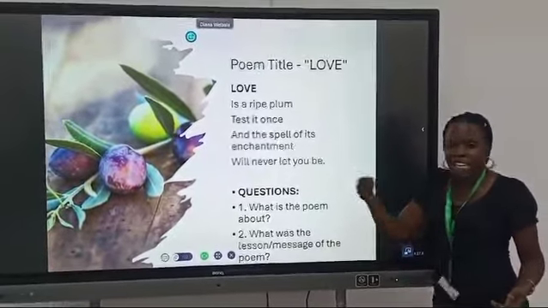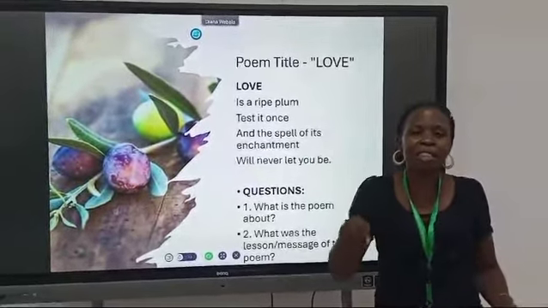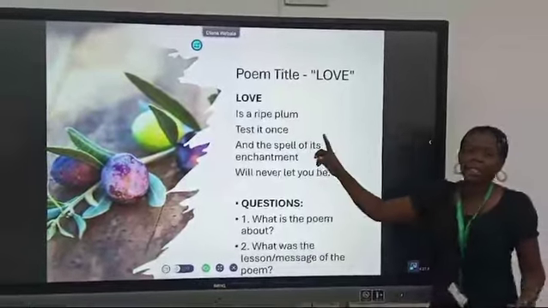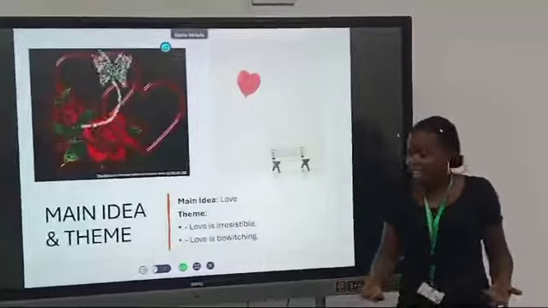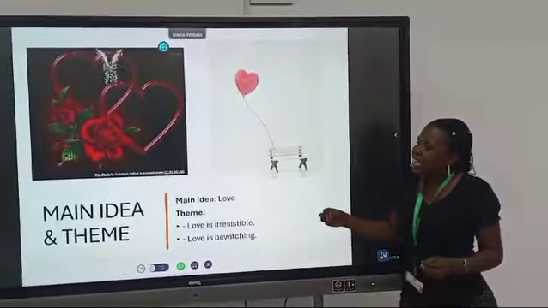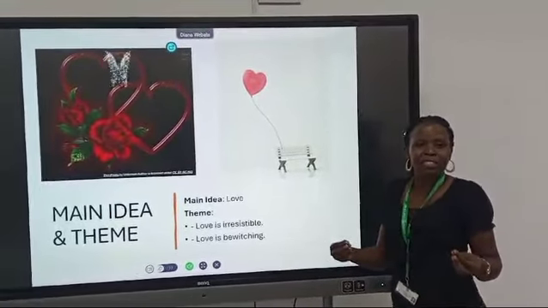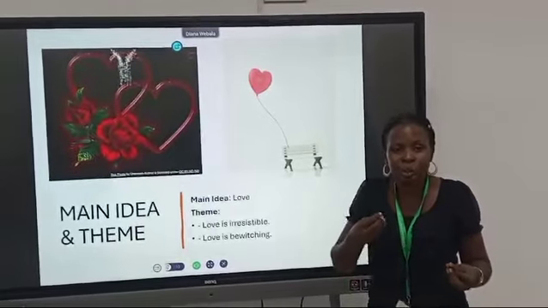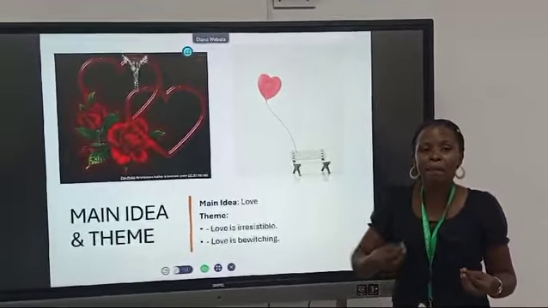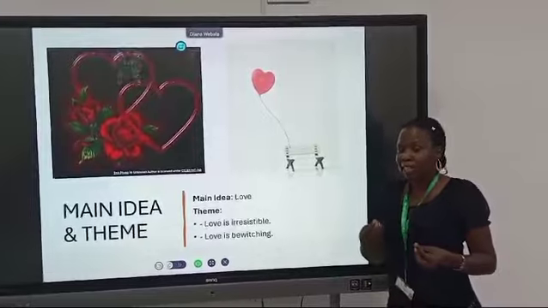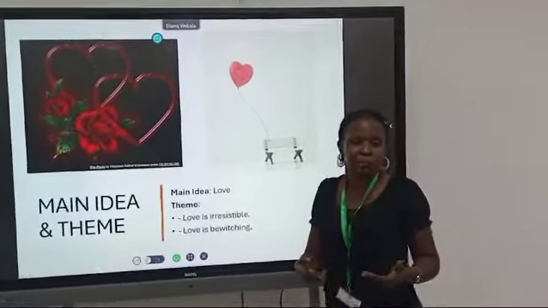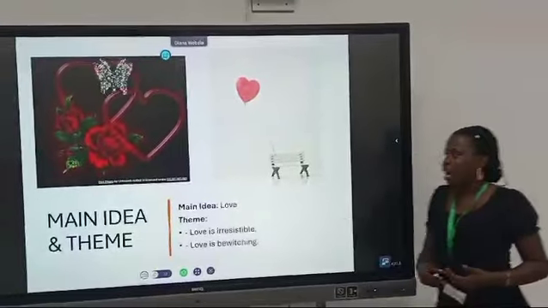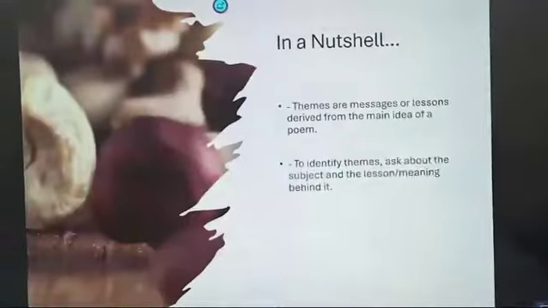Then, what was the lesson? Now we are looking at theme. We want to pinpoint the idea of love. What was the lesson? So we can say that love is irresistible. From what has been discussed in the poem, we are told when you taste it once, you are spellbound. You are put under some form of a spell. Or love is bewitching, and that is where the idea of the spell is coming from. And that is how you identify the theme.